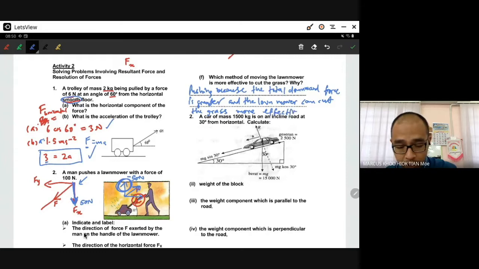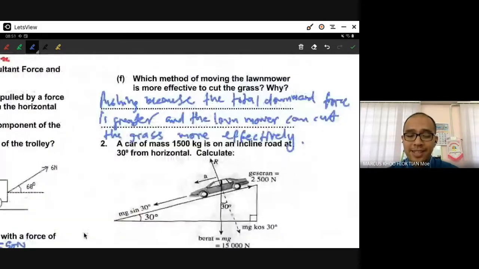Look at my ugly handwriting. So the pushing force is better, because the total downward force is greater and the lawnmower can cut the grass more effectively. Or if your answer is similar to this answer, it's okay. My answer can be accepted too. If your answer is more or less the same, you don't have to write the entire sentence again. Your answer is not wrong, just maybe your explanation is a little bit different from mine, but it's totally fine.